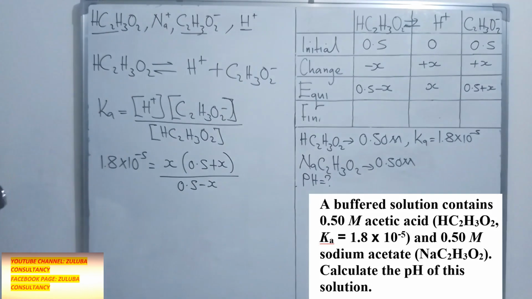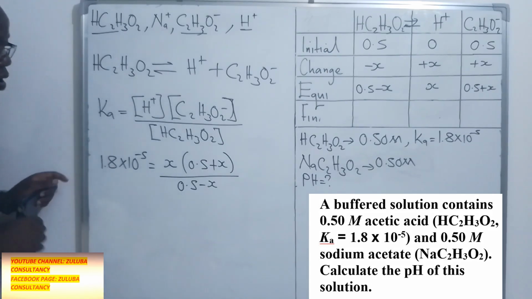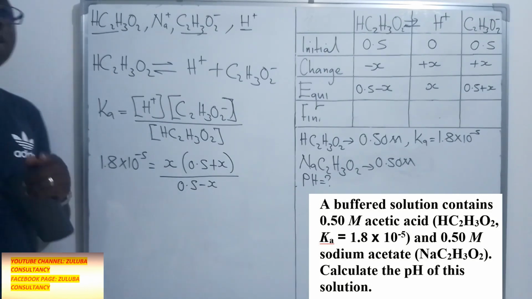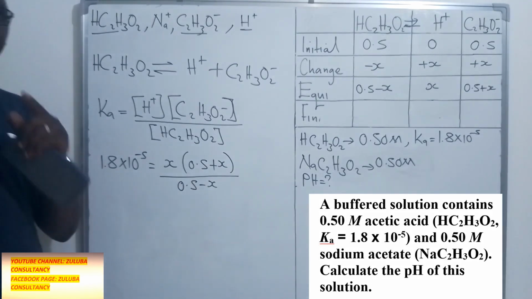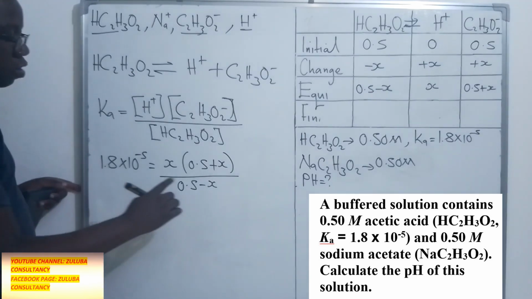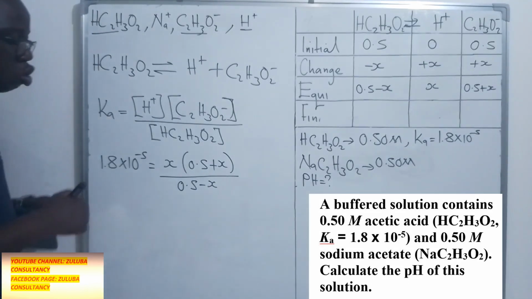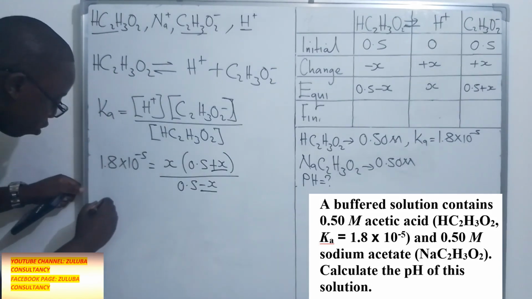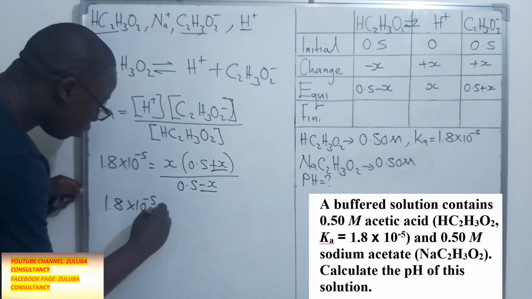Now, at this point, you need to take note of the value for Ka. Because the value for Ka is very small, it simply tells us that the change in the reactant is very minimal. So if the change in the reactant is very minimal, it simply means the change in x is very minute. So we can ignore this x and this x.